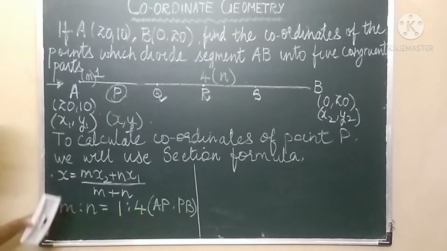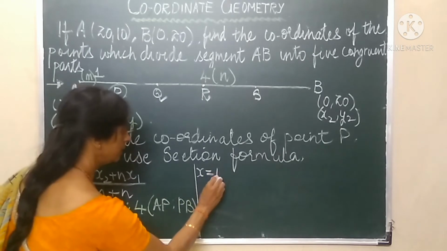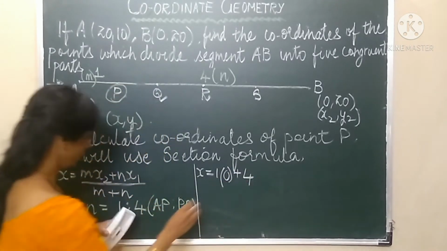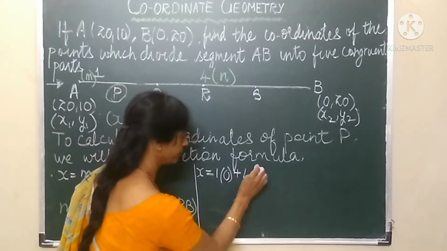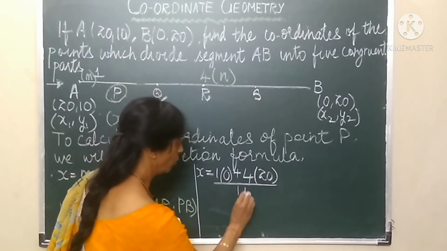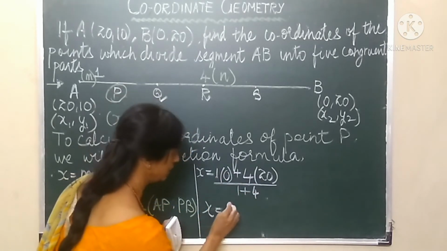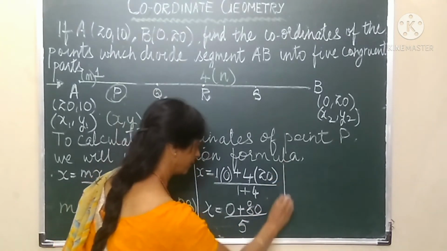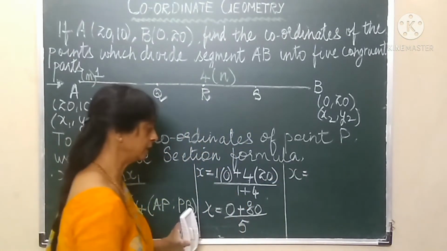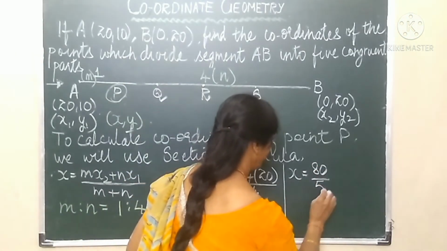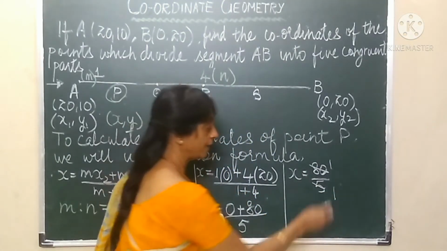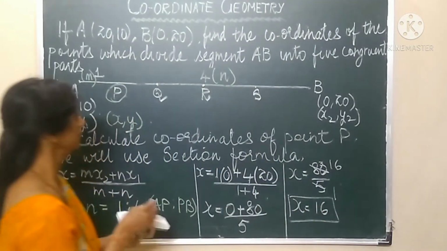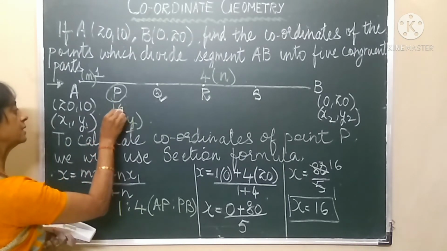So let's calculate. x will be equal to m, that is 1, into x2, 0, plus n, that is 4, into x1, that is 20, upon m plus n, 1 plus 4. So x is equal to 1 into 0 gives you 0 plus 4 twenties are 80 upon 5. To move on with our calculations, 0 has no value, it can be discarded. So 80 upon 5. Let's reduce. 5 eights are 40, 5 sixteens are 80. So x is equal to 16. So we got the value of x, that is 16.